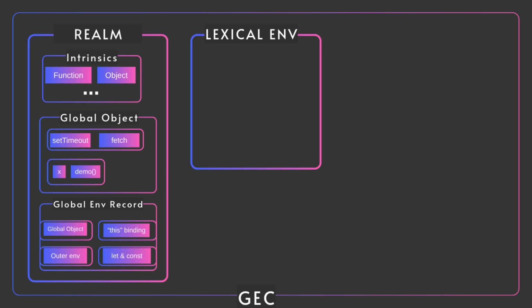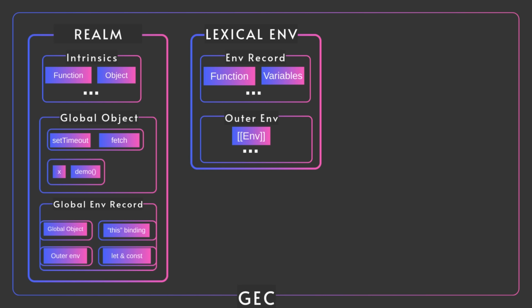The environment record, which actually stores variable and function bindings, like a map of names to values. The outer environment reference, which points to the parent environment. This is what enables JavaScript's scope chain. So when your code can't find a variable locally, it looks outward, one environment at a time.